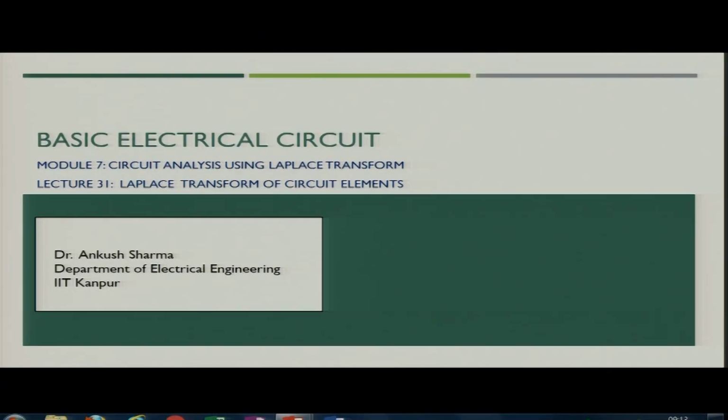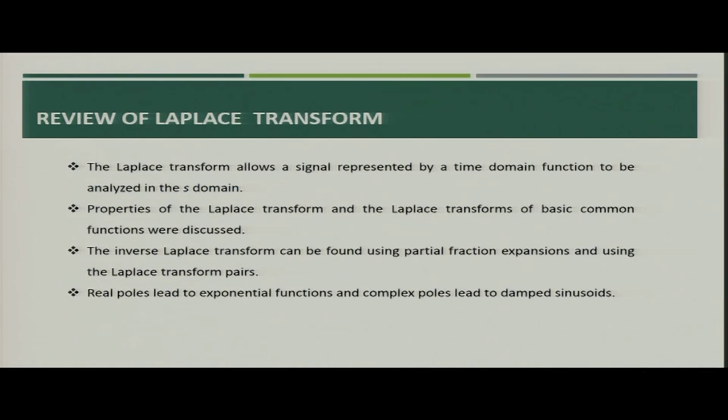Namaskar. In this week we will see how we can utilize the Laplace transform in circuit analysis. So, let us start our discussion. Before going into the detail, let us first recall what we discussed about the Laplace transform.